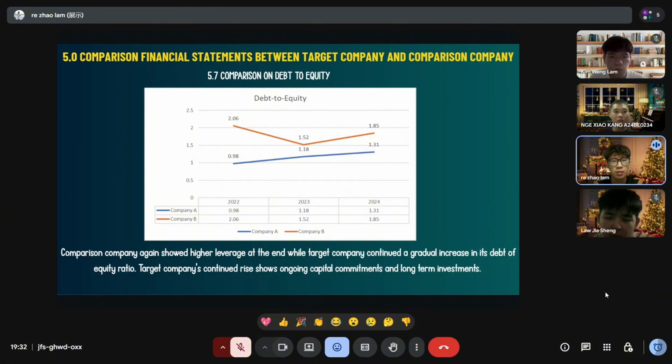So the next is comparison on debt to equity. The comparison company again shows higher leverage at the end, while the target company continues a gradual increase in its debt to equity ratio. The target company's continued rise shows ongoing capital commitments and long-term investment.